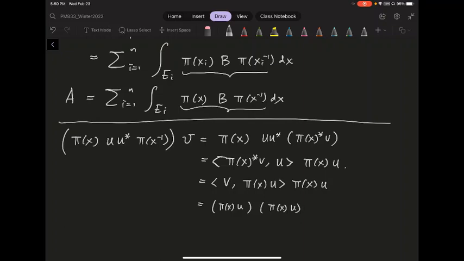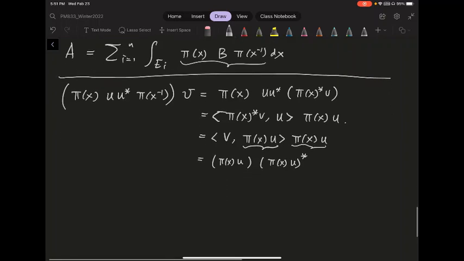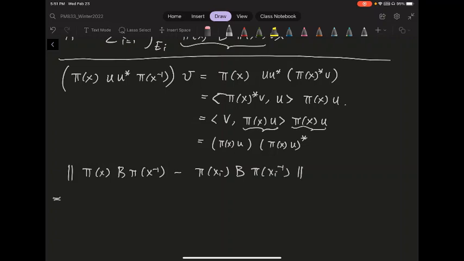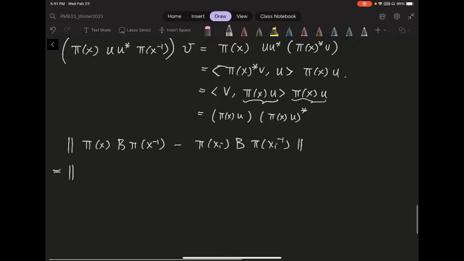Okay, so you see this is essentially an inner product with this vector π(x)u, and then you move it to this vector π(x)u. So this is a rank 1 operator like that. And so if you now consider the difference between π(x) b π(x) inverse minus π(ξ) b π(ξ) inverse, well, what it does is essentially this is the difference of two rank 1 projections.